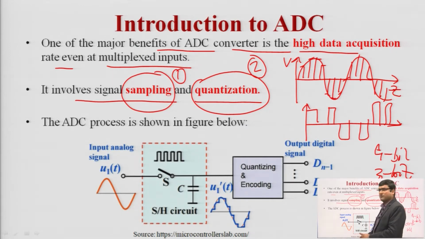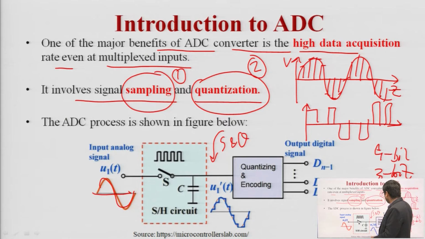Here in this diagram you can see this is an analog signal, a continuous time varying signal, u(t), and through the sample and hold circuit, sampling and quantization are done, through which we are converting the analog signal into the digital ones, D0 to Dn-1. So this is the concept of ADC.